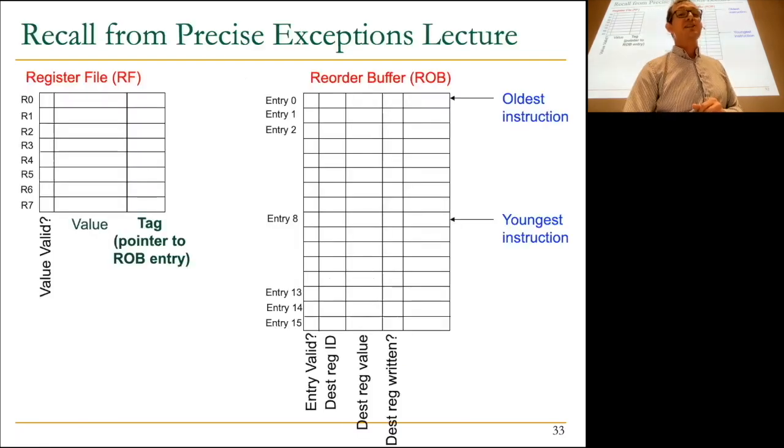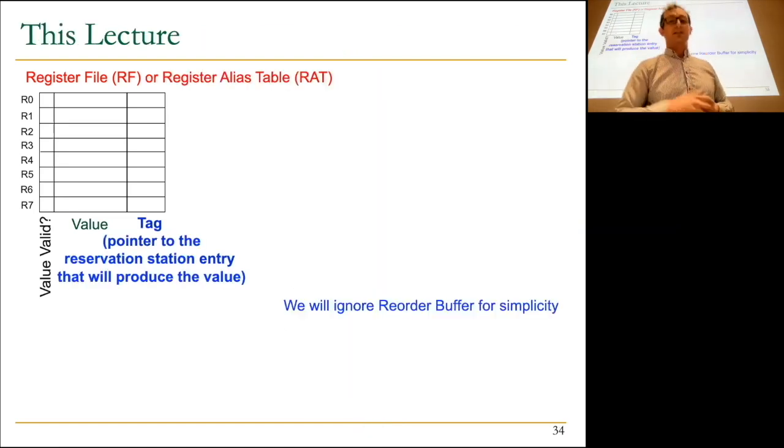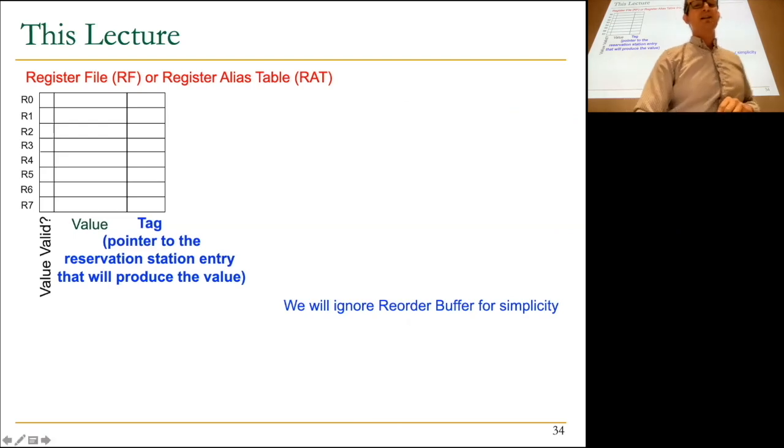And recall from the precise exceptions lecture, we essentially have the same thing: register file or register alias table. You can think of it that way. We're going to separate things more later on. But let's start with this. So let's now go through an example. In this lecture, we're going to look at the register file or register alias table, RAT. Tag is the pointer to the reservation station entry that will produce the value. So I'm going to introduce reservation stations over here soon. And for simplicity, we will ignore the reorder buffer.